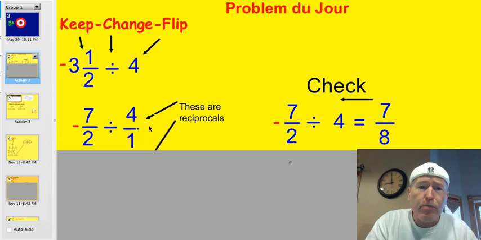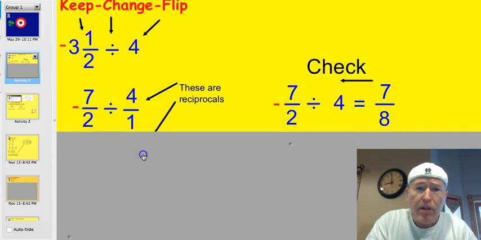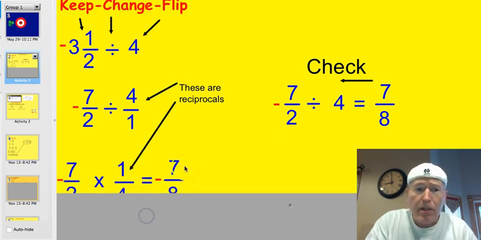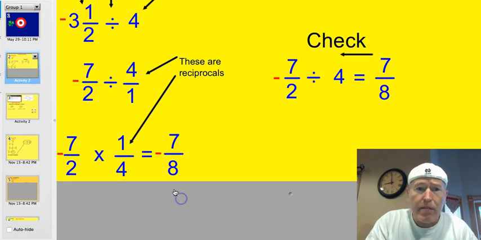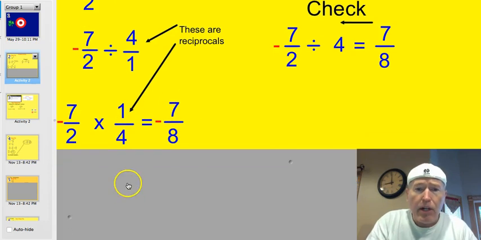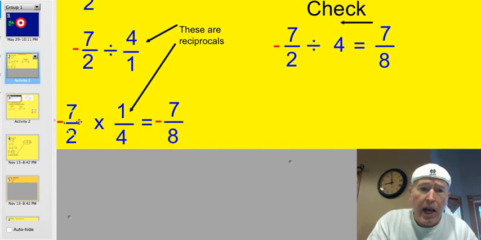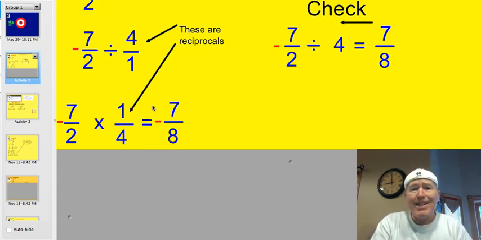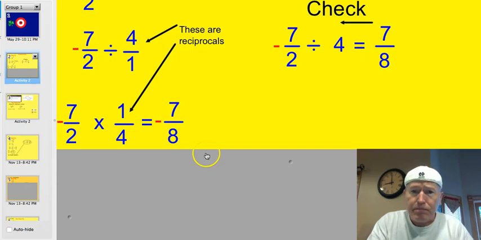And you notice I just rewrote the problem. I renamed this 7/2. 3 times 2 plus 1 is 7/2 divided by 4. Notice I haven't changed anything yet, I just renamed that first part. The next step is keep change flip. I kept it, I changed it, I flipped it. Again, my reciprocal. Now I just multiply straight across: 7 times 1 is 7, 2 times 4 is 8. I have a negative times a positive, so that's a negative 7/8.